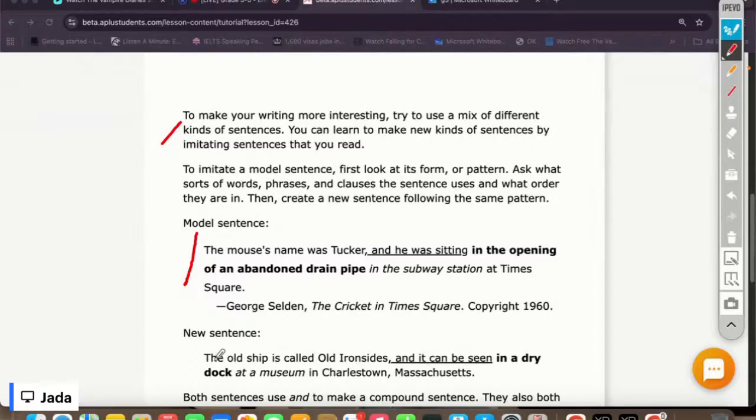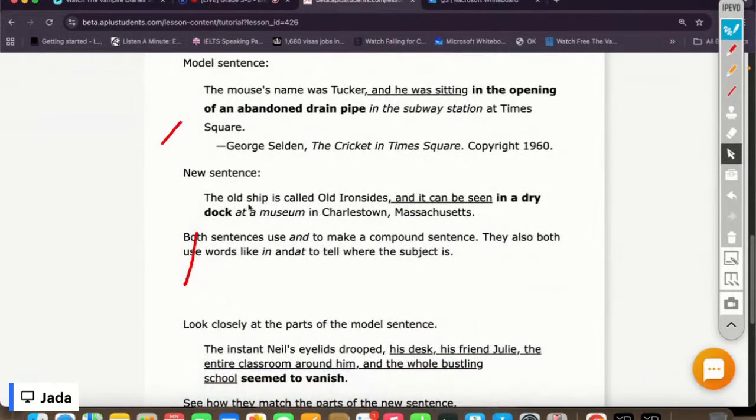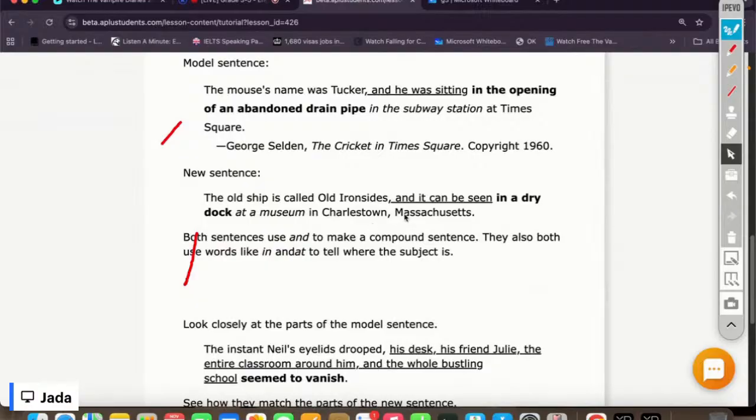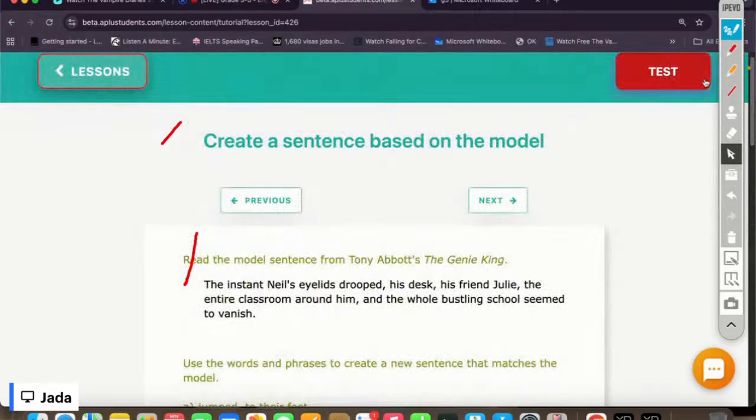So, for example, I have a model sentence here, which is: The mouse's name was Tucker and he was sitting in the opening of an abandoned drain pipe in the subway station at Times Square. So, this is a sentence. Now, the new sentence is: The old ship is called Old Ironsides, and it can be seen in a dry dock of a museum in Charlestown, Massachusetts. Okay, so both sentences use and to make a compound sentence. They also use words like in and at to tell where.